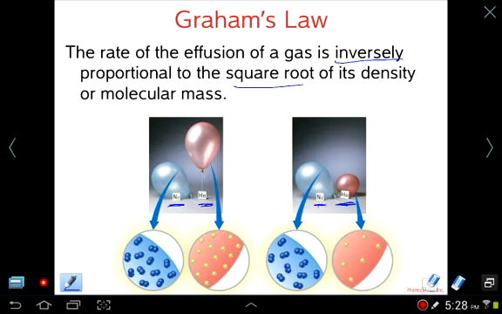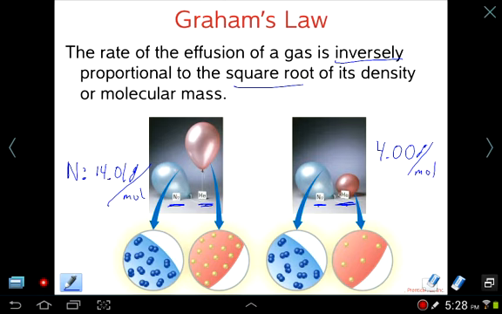And this is due to the fact that helium actually is quite a bit lighter. Nitrogen gas has a molar mass of 14.01 grams per mole. Helium gas is just 4 grams per mole, quite a bit more than 3 times lighter, which means that helium will escape much faster through those little pores.